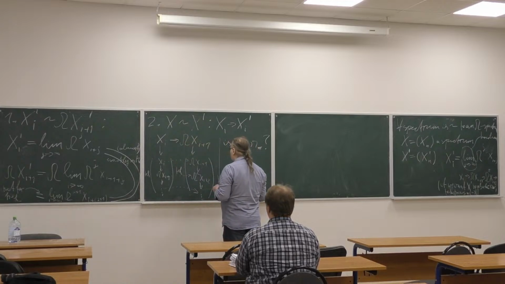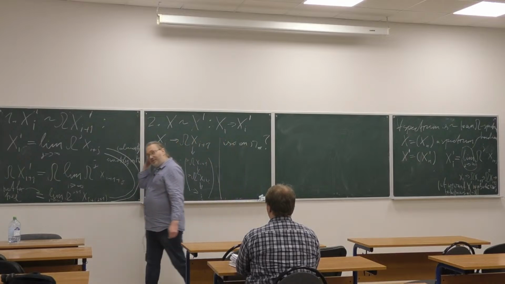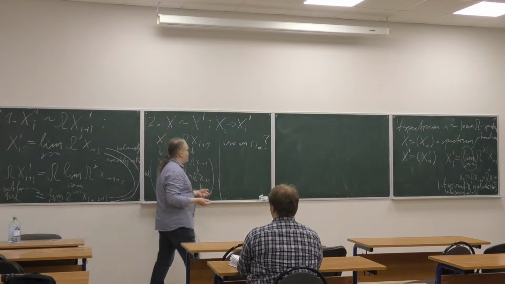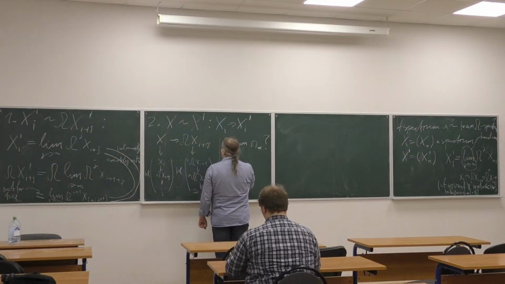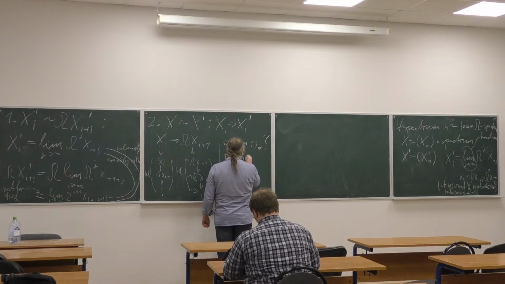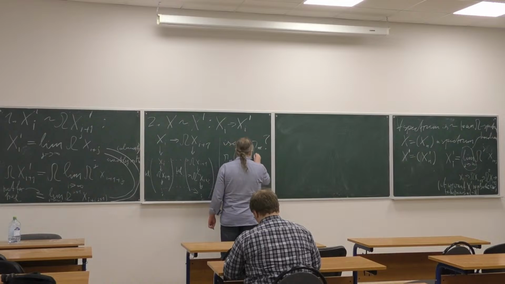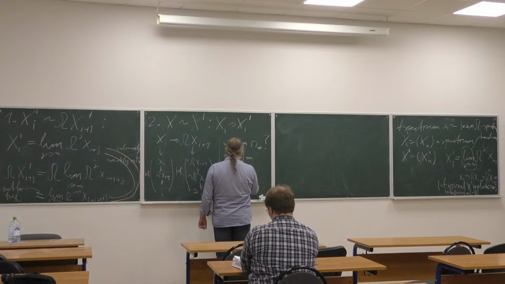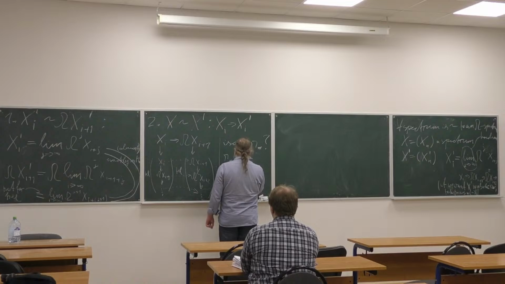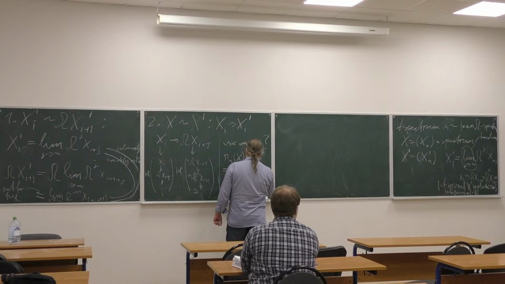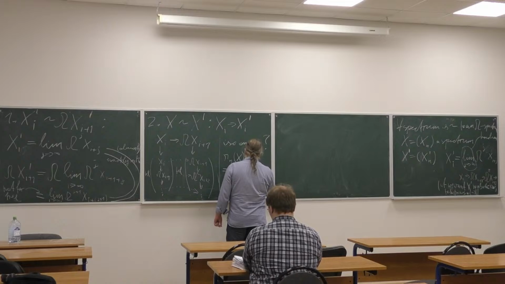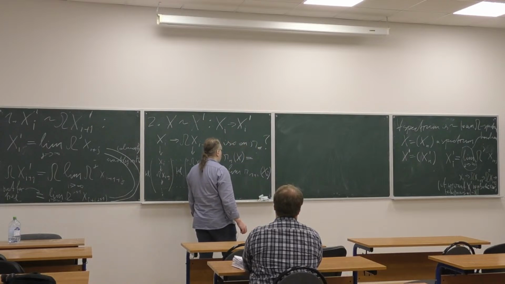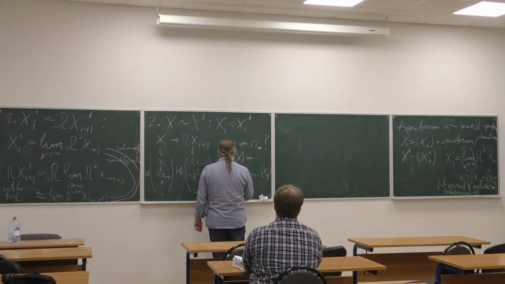Well, let's first remember what the homotopy groups are. So pi n of x is the colimit of pi n plus i of xi. Okay.